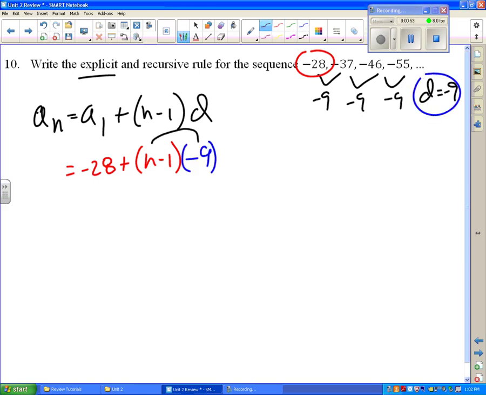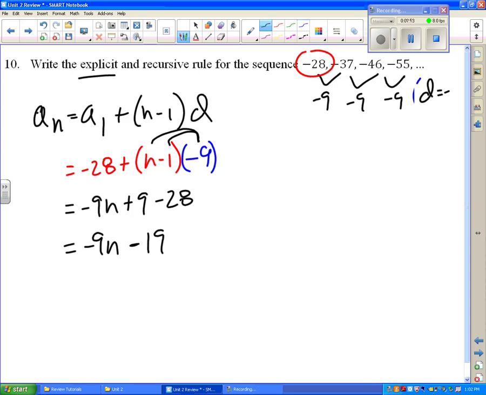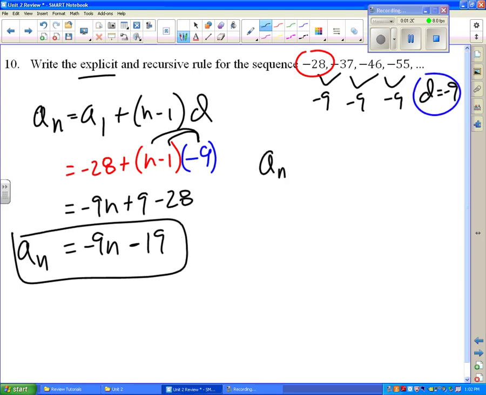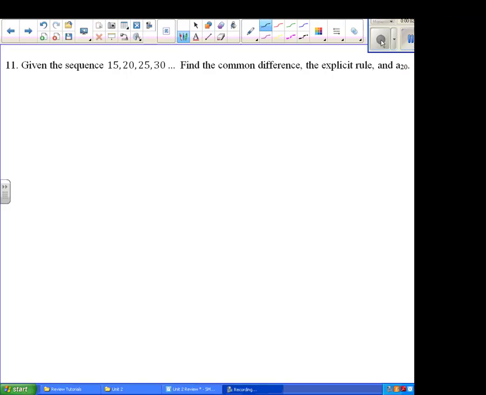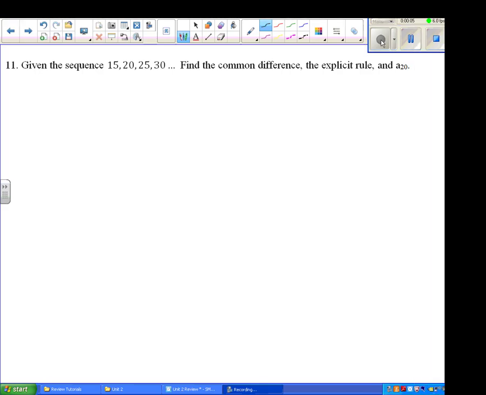Our first term is negative 28, so negative 28 plus n minus 1 times our d, which was negative 9. And then we're going to distribute. That makes negative 9n. Negative 9 times negative 1 makes positive 9, minus 28. So this is negative 9n minus 19, and this is our explicit rule. Our recursive rule, again, is our previous term plus d, so in this case, it's just a of n minus 1 minus 9. Recursive rule, pretty easy.